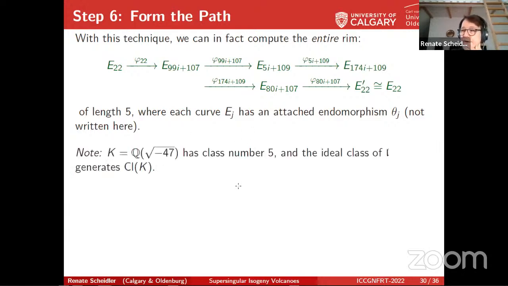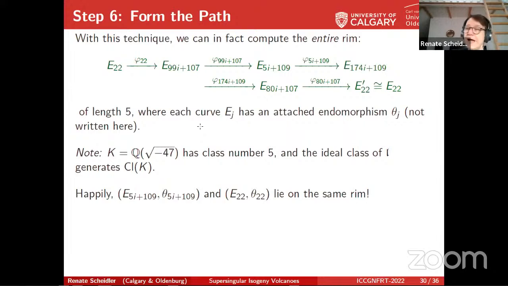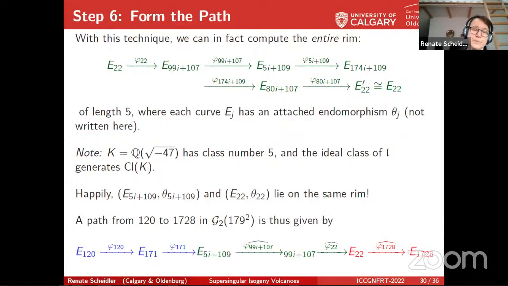And 5, why 5? Well, it turns out that this field actually has class number 5, and this prime ideal above 2 generates the class group. Remember, the order is the length of the cycle, so this happens to be the class number. And happily, remember I said like the 2 paths that you walk up, the endpoints don't have to be on the same rim. Well, happily in this case they are. And we actually, for the fun of it, calculated the entire rim, but if you just want to calculate your path, here it is. And now you forget all the orientations, and you forget that you were ever in this nice oriented object, and there's your path in the supersingular isogeny graph. So this is how you do this.